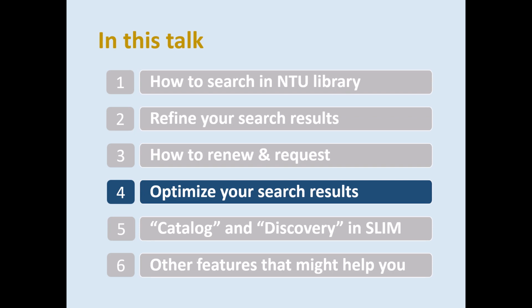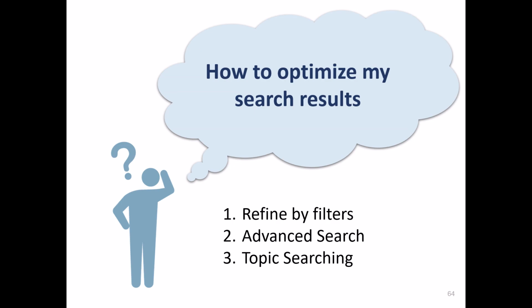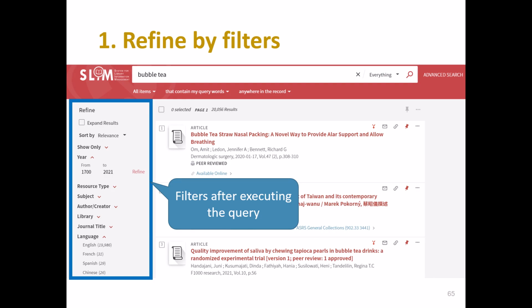The next topic I would like to focus on is how to optimize your search results. There are 3 ways to optimize your search results. The first one is refining by filters. The second one is using advanced search. The third one is topic searching. As we mentioned earlier, you can use the filters on the left-hand side to refine the search results, such as year, resource type, or language.